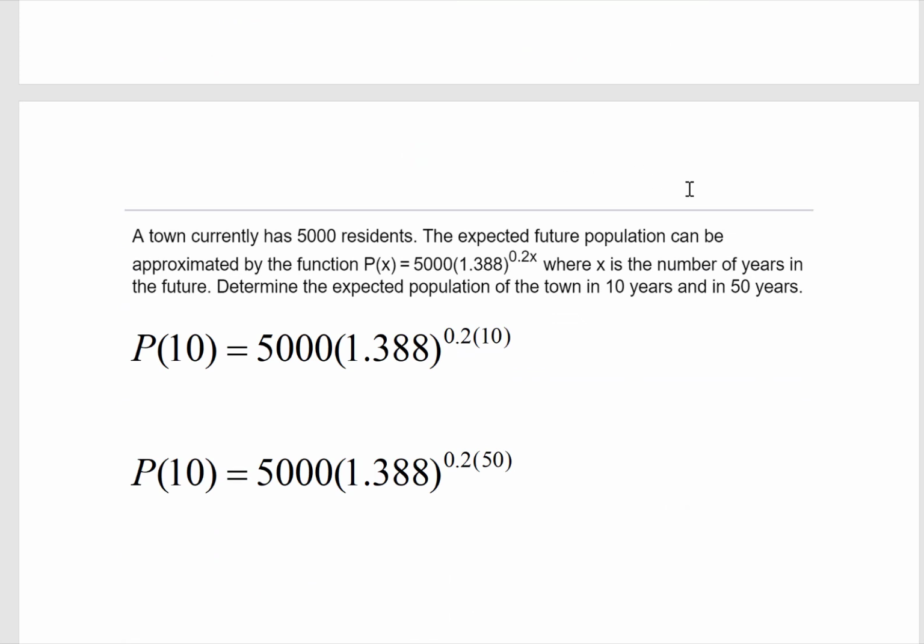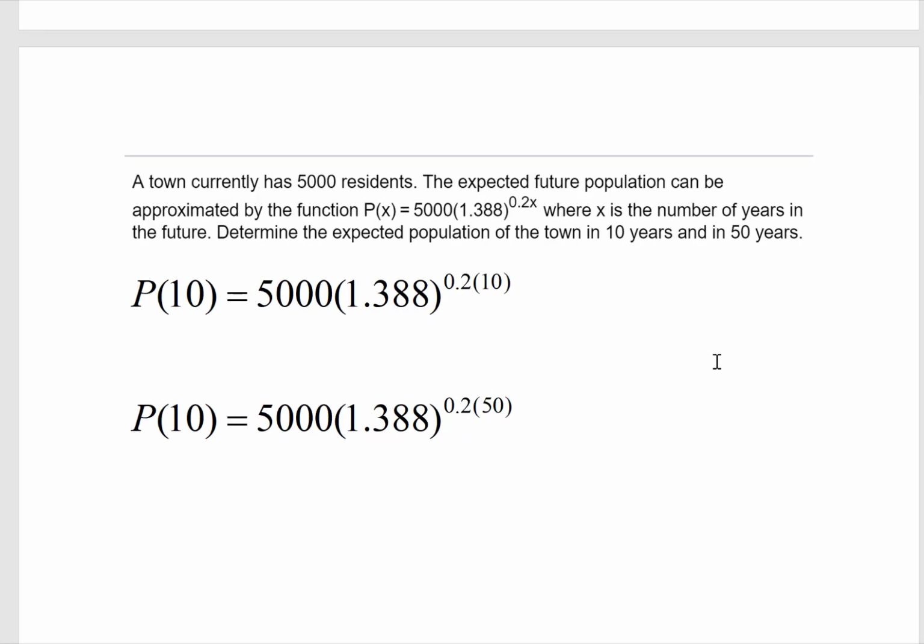A town currently has 5,000 residents. The expected future population can be approximated by the function p of x equals 5,000 times 1.388 raised to the 0.2x, where x is the number of years in the future. Determine the expected population of the town in 10 years and in 50 years. So I've gone ahead and I've put those two values into the function. And in the first case, let's go ahead and work the first problem here.